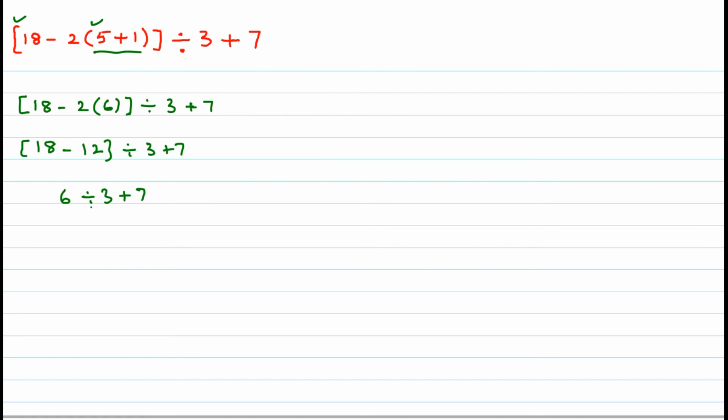Okay, after that division and addition is remaining. Out of these two, division should come first. So 6 divided by 3 is 2 plus 7 and the answer would be 9. Okay, let's move on to the last problem.